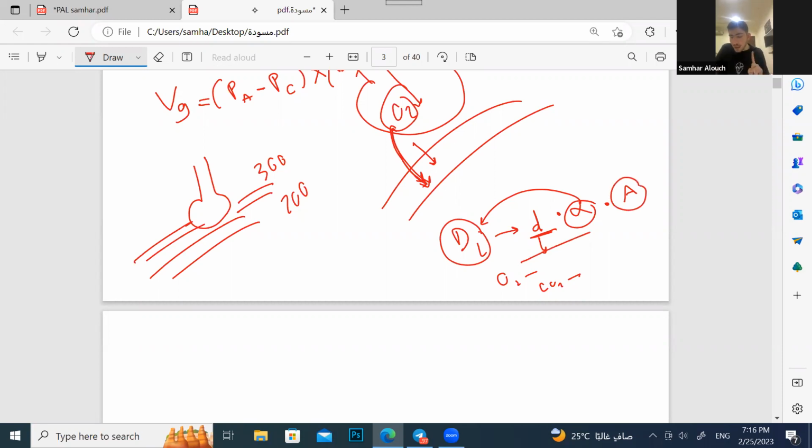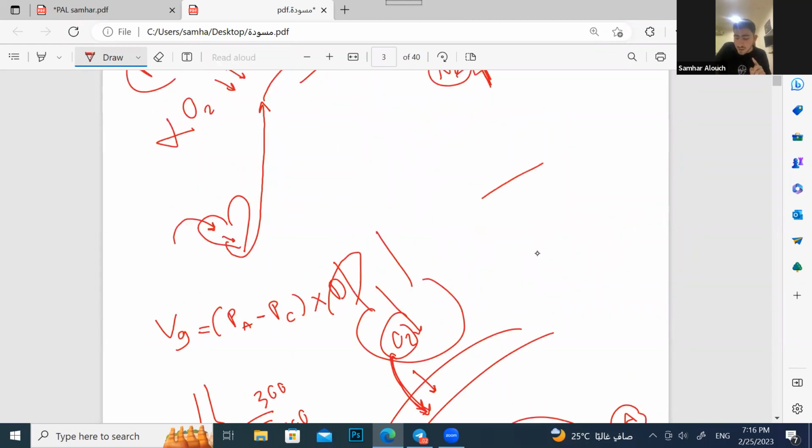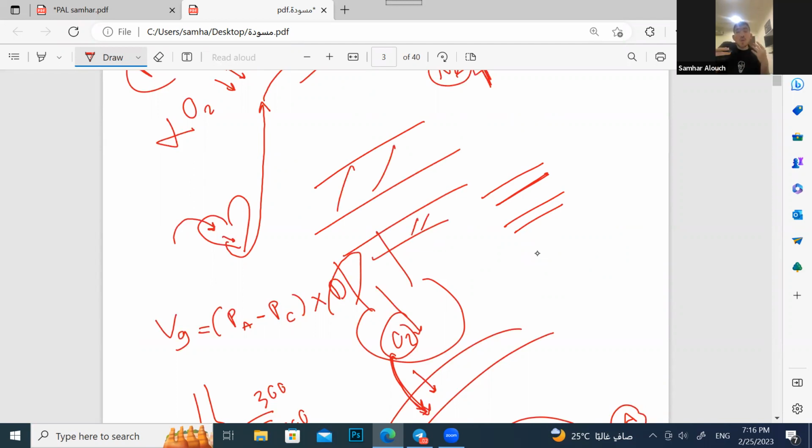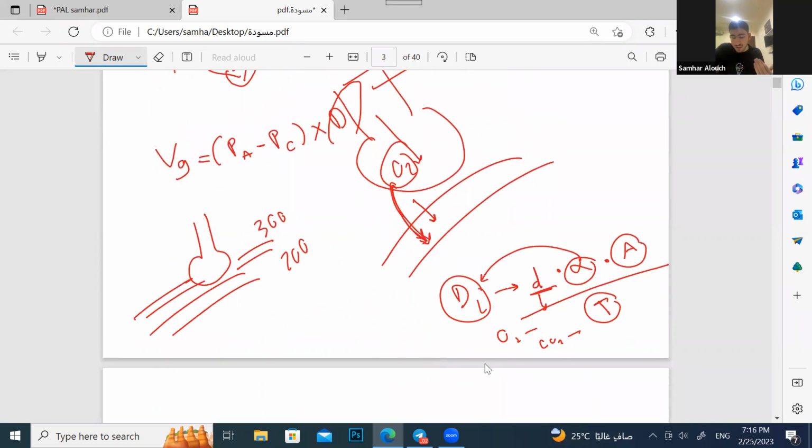And finally, I have T, and T is the thickness of the blood vessel itself. Like if I have a blood vessel whose epithelium is that thick, or I have a blood vessel whose epithelium is this thick, if it's so thick that the gas needs to pass through this whole thing, this means that it has a low DL.